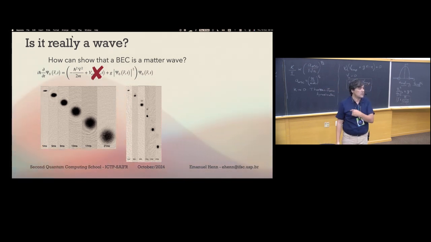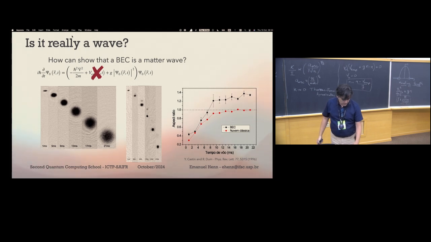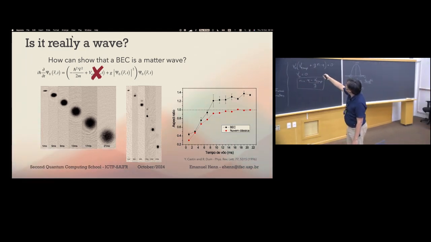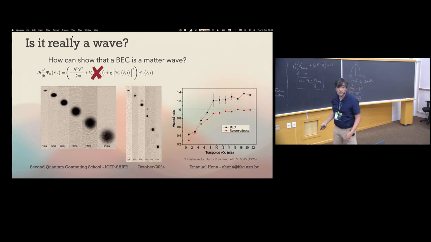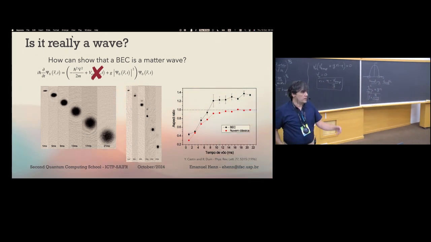Do you see this? One can actually compute this, just divide one direction by the other, and this is what we call aspect ratio inversion. So the classical gas goes to 1, the quantum gas goes from below 1, dividing this direction by this direction, to above 1. This is a wave. This is a wave. Sorry? No?